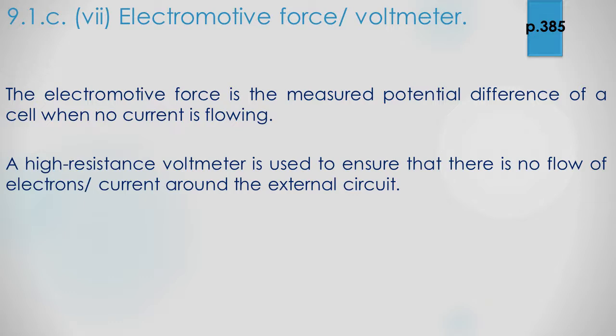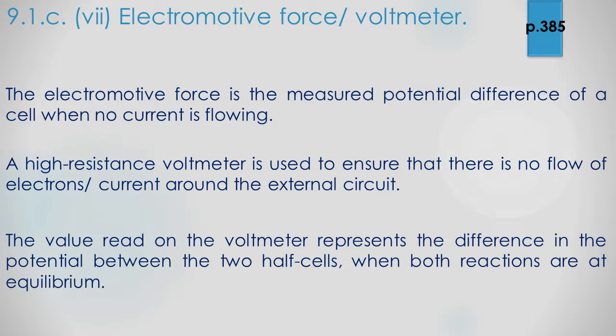The aim of using a high resistance voltmeter is to ensure that there is no current flowing when you are measuring the EMF. When you want to measure the EMF or the potential difference between electrodes, you have to make sure that you are using a high resistance voltmeter that draws off any current. The value read on the voltmeter represents the difference in the potential between the two half cells when both reactions are at equilibrium.